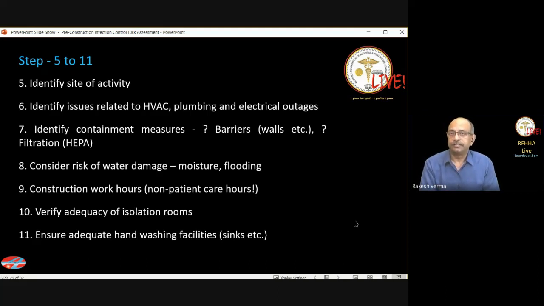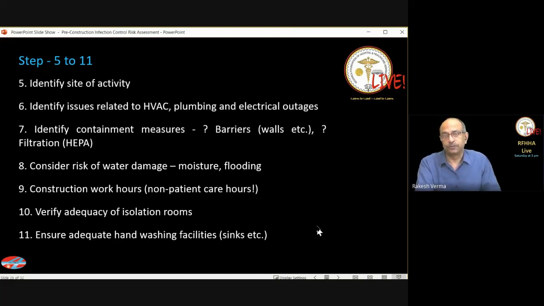Or you may institute additional filtration measures. For example, put a HEPA filter in the HVAC system. Consider risks of water damage, and this will happen from moisture seeping into the wall or into the area, or it can also happen because of flooding, which happens fairly often. Like that, you look at the next step, that we restrict the construction during certain hours only, if at all it is possible. If not possible, do we shift the patient care?